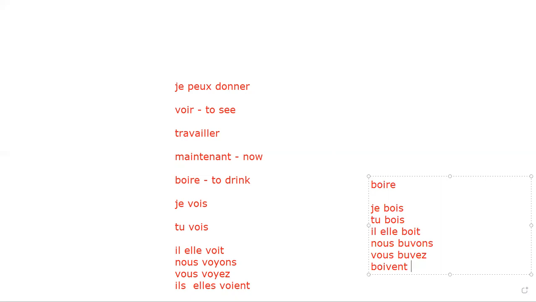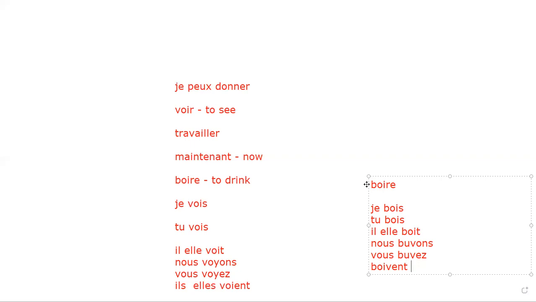Je bois is I drink. Tu bois is you drink. Il, elle boit is he, she drinks. Nous buvons. Vous buvez. Elles boivent. Yes. So we have done five irregular verbs.